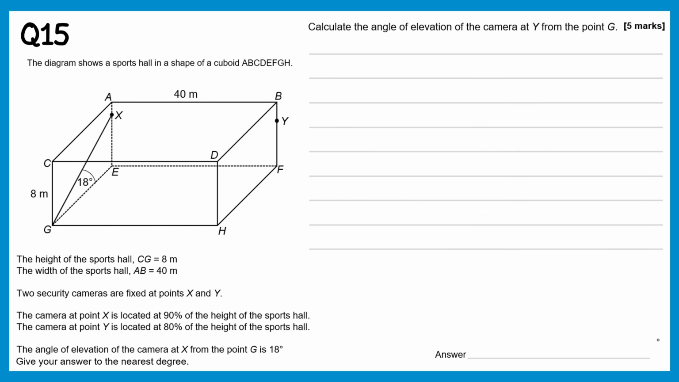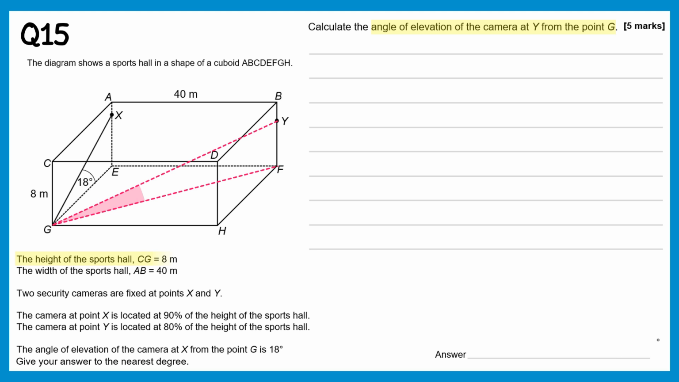In this question, we're looking for the angle of elevation of the camera at Y from the point G. So let's first of all connect G to Y, and then also draw a line from G to F at the horizontal here, and you can see the angle we're looking for, the angle of elevation, is this one here. So let's look at the information we've been given.